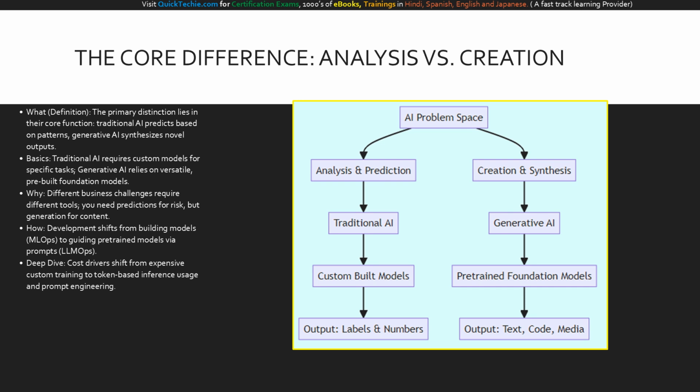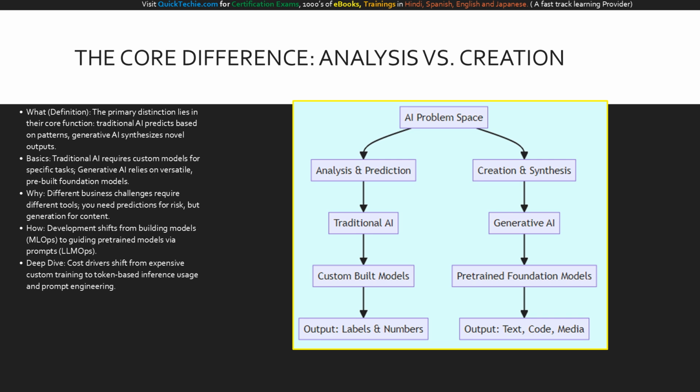It shifts the developer focus from training models from scratch, known as MLOps, to generating content using pre-trained models, known as LLMOps. In our deep dive, note that this also shifts your cost drivers. Instead of massive upfront training costs, generative AI costs are driven by inference, or the token-based usage of the model via prompts. This visual perfectly captures the fork in the road for AI adoption.